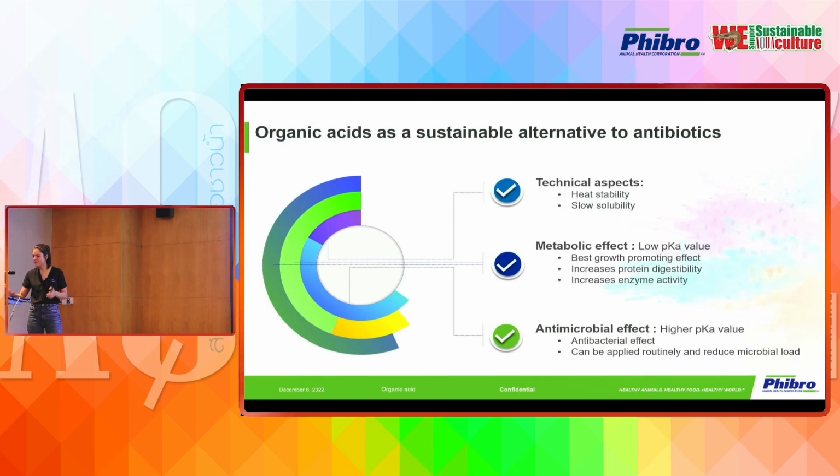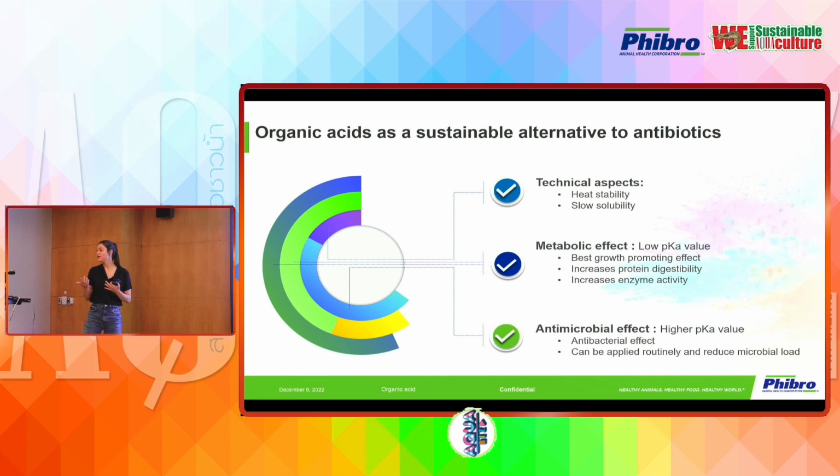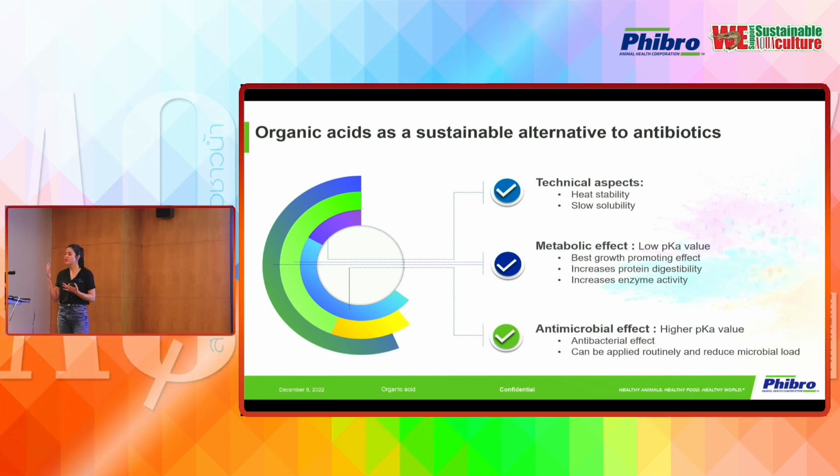And this is a sum of my presentation. So we looked at the technical aspect. We saw high heat stability for organic acid, very slow solubility, especially for a blend of organic acids. We saw the metabolic impact. We saw that organic acids with a low pKa value are very effective in promoting protein digestibility and increasing enzyme activity.